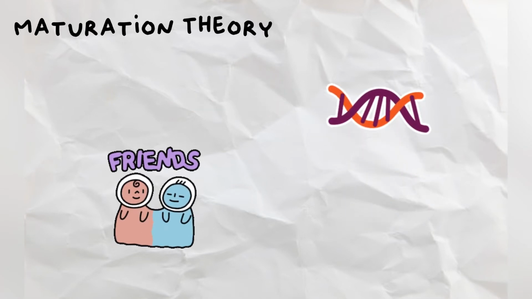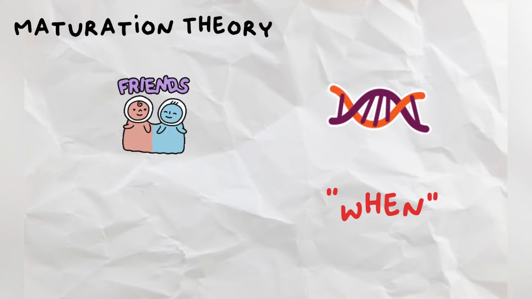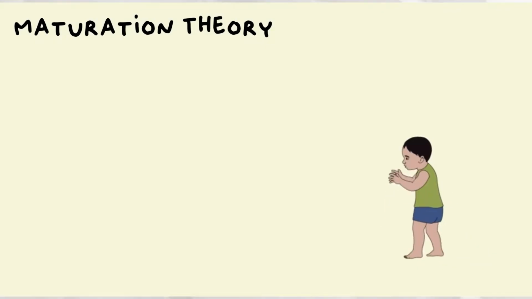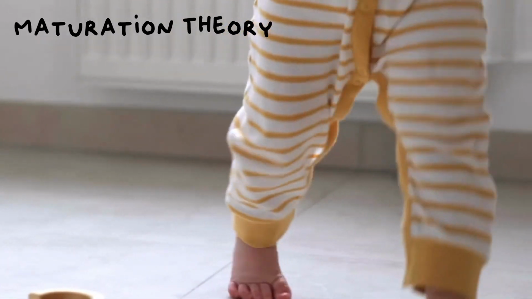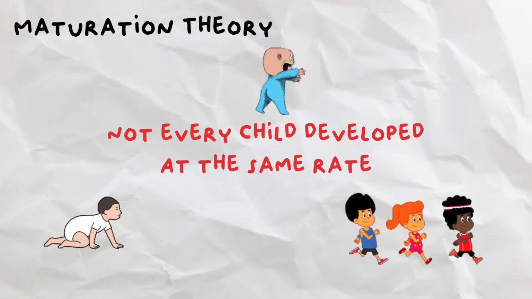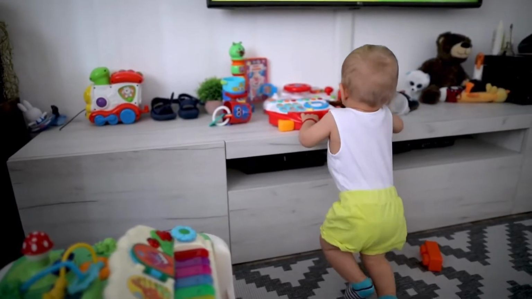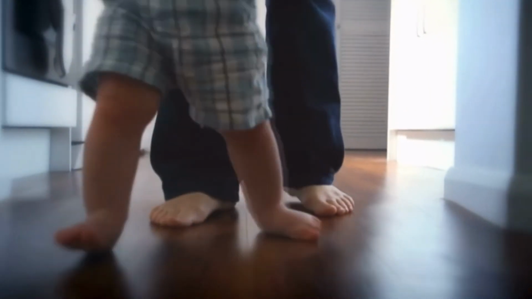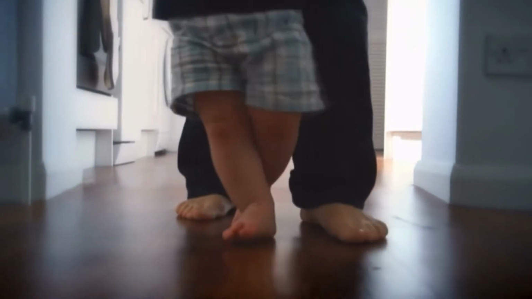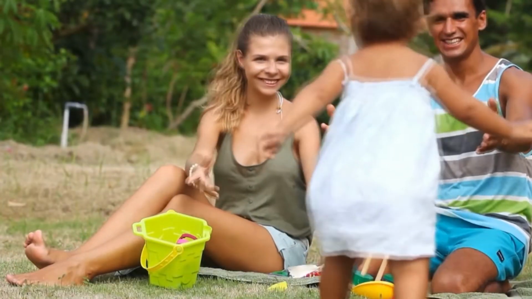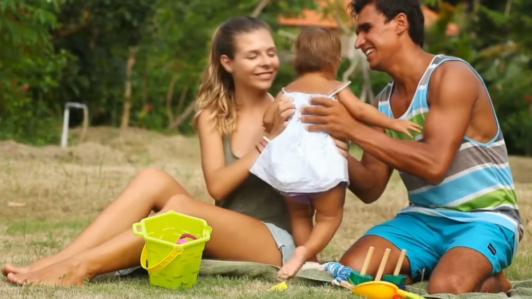So, genetics affect the when and the rate of development, but the environment taught children how to behave in a proper manner. For example, we usually see children crawl before they start to walk, or they walk before they start running. However, this does not imply that every child develops at the same rate. They grow at various rates. Some children can stand and walk at a very young age, while others can develop similar abilities later in life. Nonetheless, they follow the same steps.